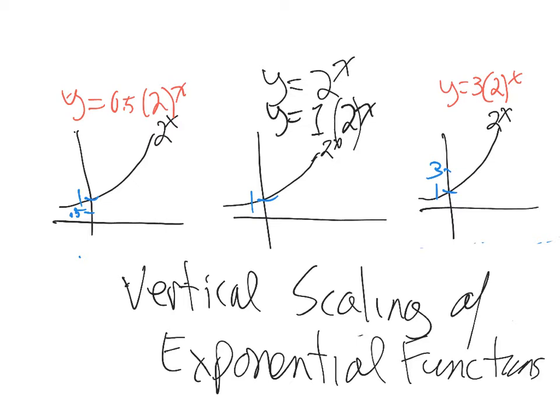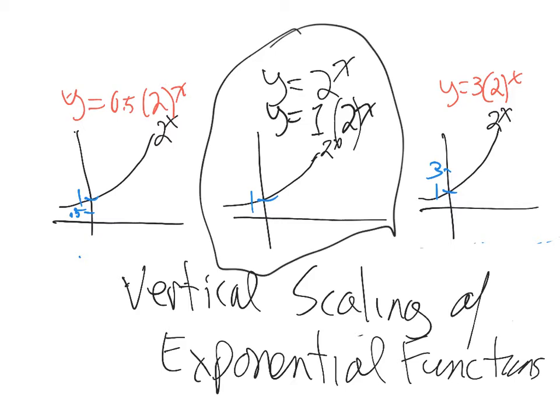So let's start with this one here, y equals 2 to the x. Let's see what happens when we transform that. So 2 to the x, I can write it a couple of different ways. I can just write it as y equals 2 to the x, or I can write it as 1 times 2 to the x.